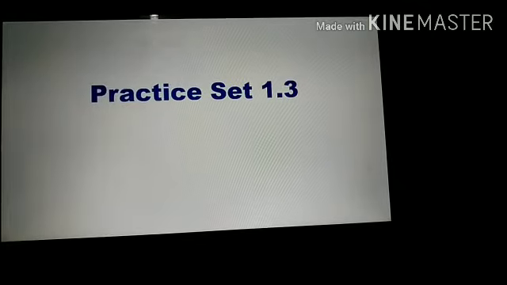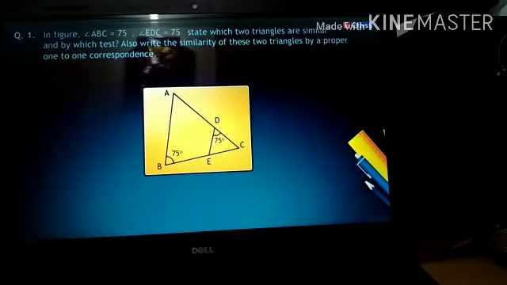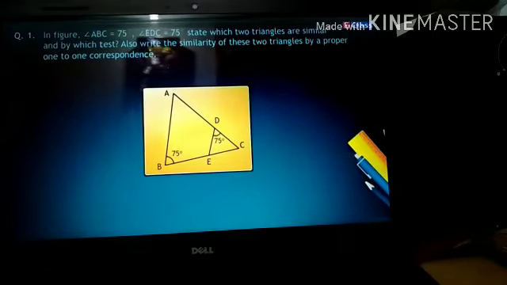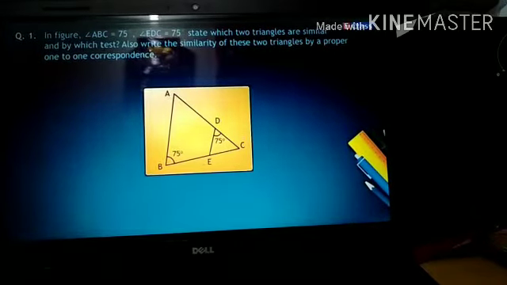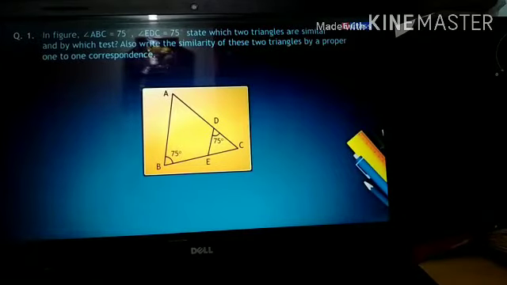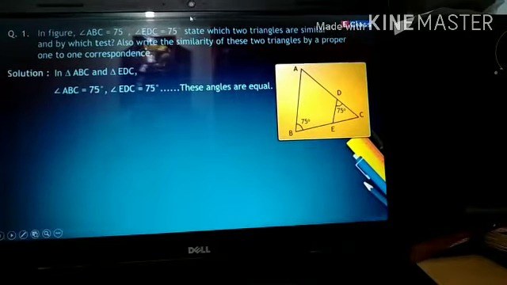Practice set 1.3, let's see the first sum. As you can see the sum on the screen in the figure, angle ABC is 75 degrees, angle EDC is 75 degrees. State which two triangles are similar and by which test. Also write the similarity of these two triangles by proper one-to-one correspondence. So the first thing is to read the question carefully and draw the figure on the right hand side of your notebook page. So let's start with the solution.